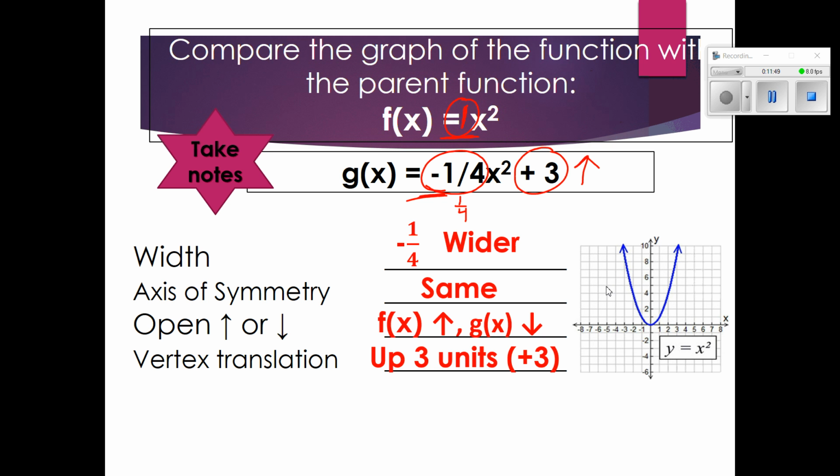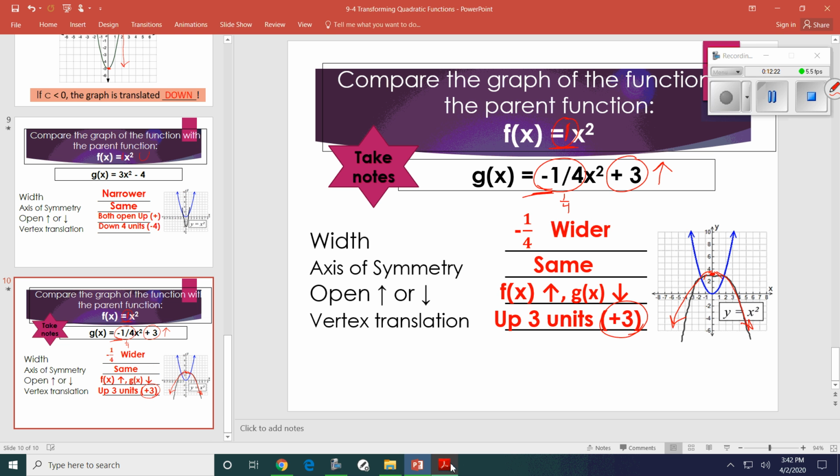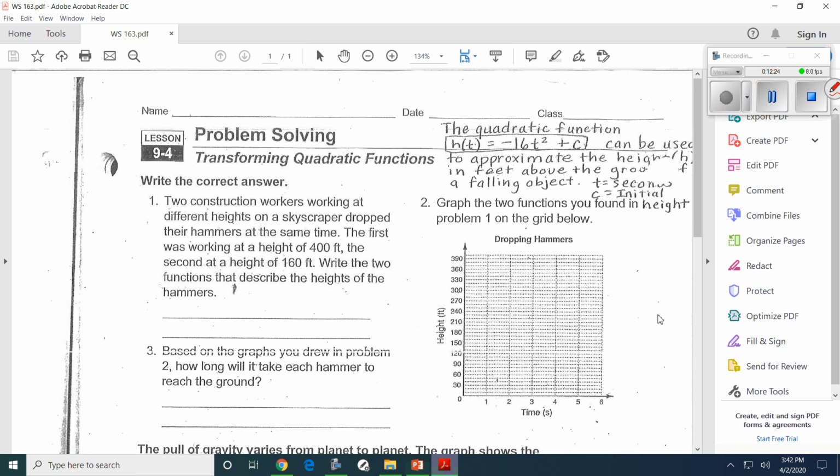The vertex is going to be at 3 on the y-axis. We know that in this one it's going to go down, so we know we're going to draw it down. And we know it's going to be wider, so we're just going to show it going down and being wider than the other one. We're not going to be exact, we're just showing some knowledge about how the coefficient affects the width of the quadratic function. Now let me show you how this is going to work in the real world by pulling up this page right here.